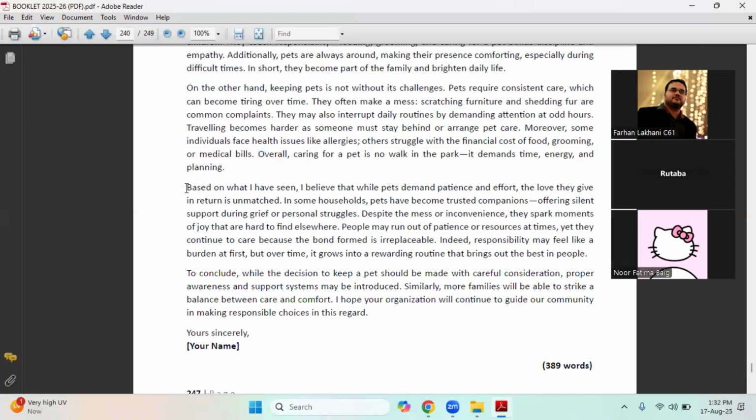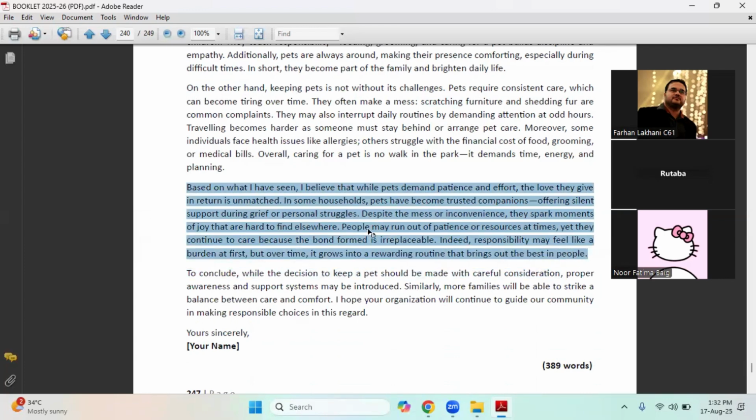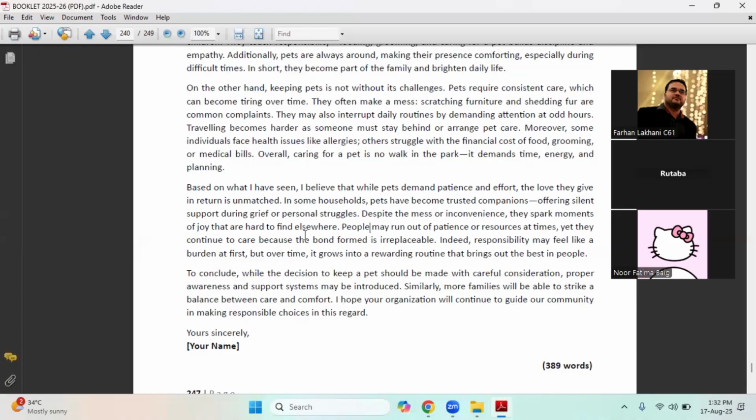Then, opinion paragraph. As I've explained it very thoroughly how to write an opinion paragraph, read it carefully and see how I am creating my own opinion by not repeating the advantages and disadvantages I've mentioned above, and how I have taken one side of it, and how I'm starting it based on what I've seen from the people's point of view. I believe that while pets demand patience and effort, the love they give in return is unmatched. So I am taking one side, and that is people should have pets at home.